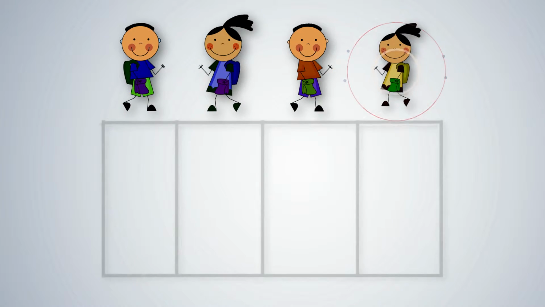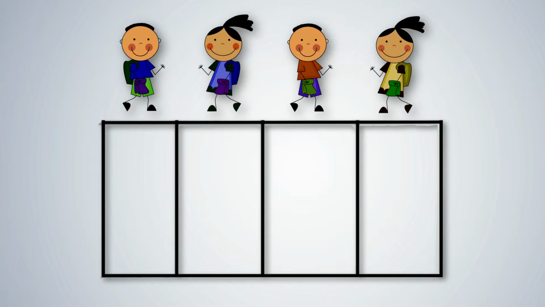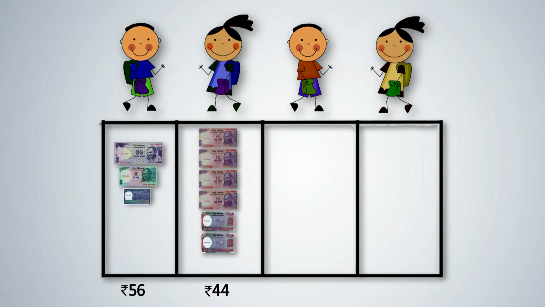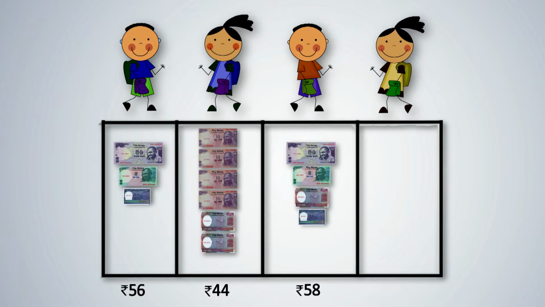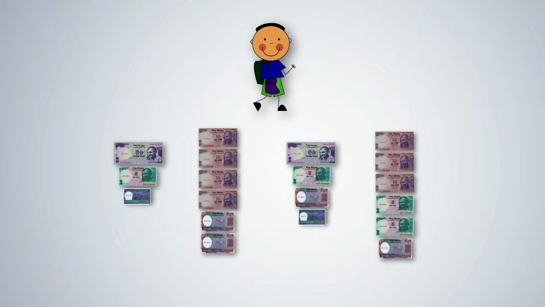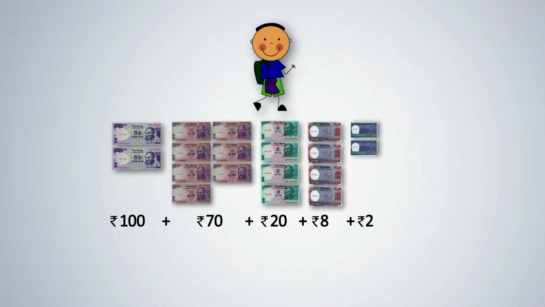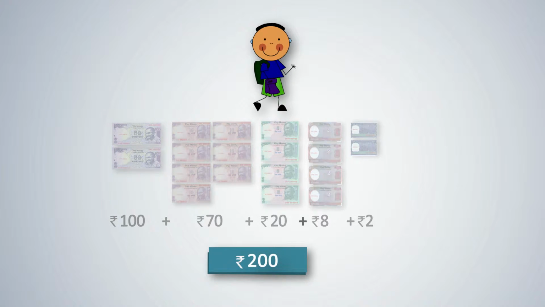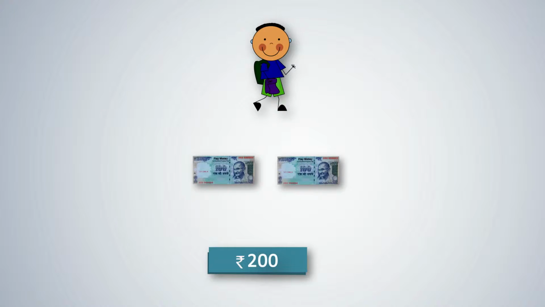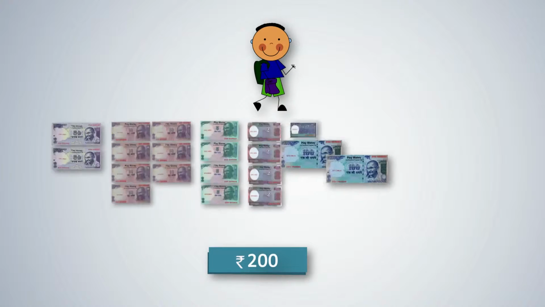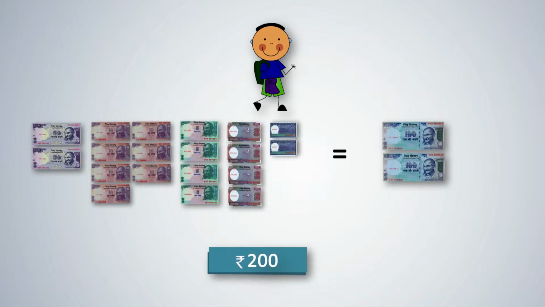Four friends, Tony, Saida, Ravi and Mamta, decide to put together the money they have saved and buy crackers. Tony has rupees 56, Saida has rupees 44, Ravi has rupees 58 and Mamta has rupees 42. They first sort the notes and then count and find out that the sum is rupees 200. Tony exchanges all the notes with his mother and gets two notes of rupees 100 each. In other words, multiple notes of different denominations can be exchanged with fewer notes of larger denominations, and the value remains the same.